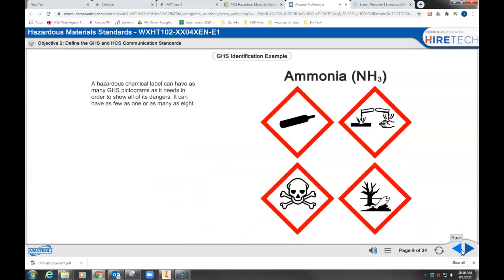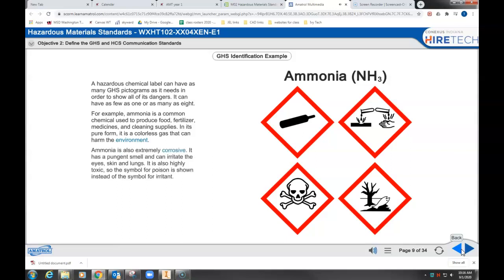A hazardous chemical label can have as many GHS pictograms as it needs in order to show all of its dangers. It can have as few as 1 or as many as 8. For example, ammonia is a common chemical used to produce food, fertilizer, medicines, and cleaning supplies. In its pure form, it is a colorless gas that can harm the environment. Ammonia is also extremely corrosive. It has a pungent smell and can irritate the eyes, skin, and lungs. It is also highly toxic, so the symbol for poison is shown instead of the symbol for irritant.